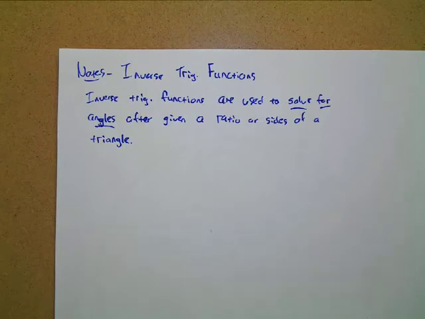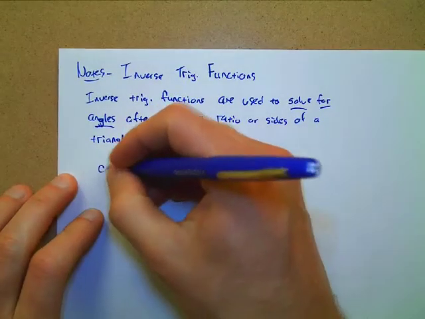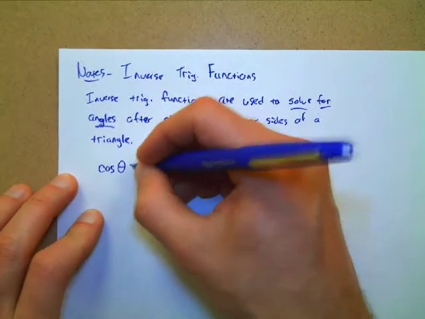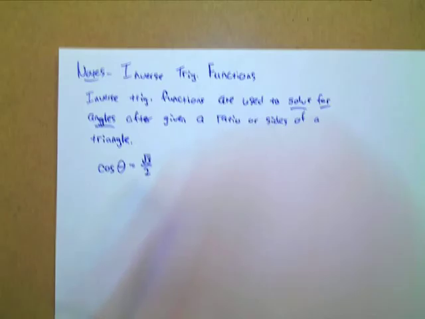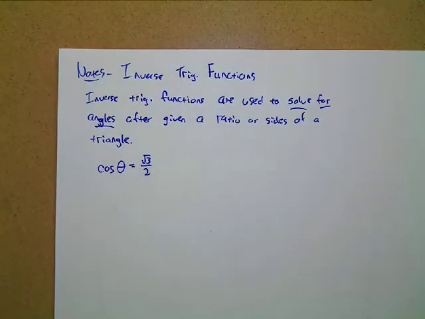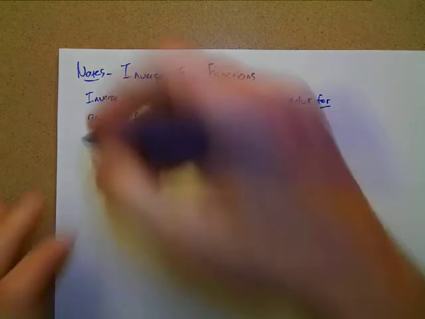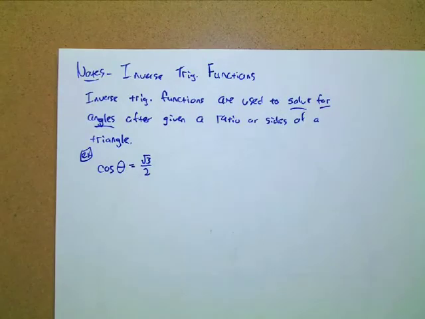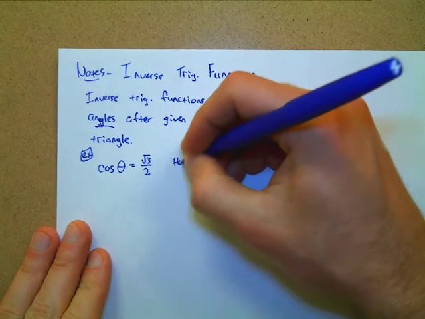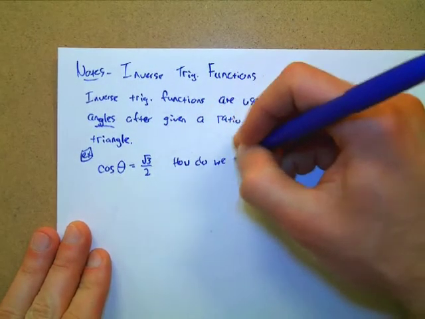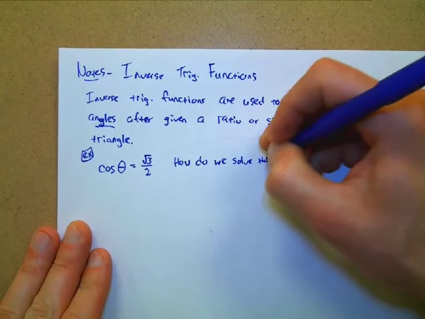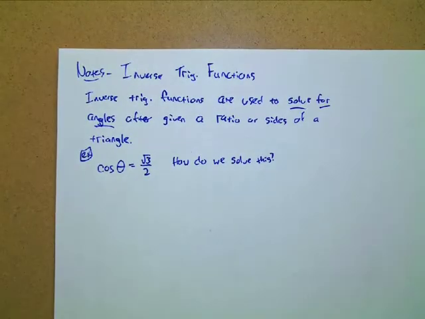For example, let's say we've got something like this. Cosine of theta equals the square root of 3 over 2. How do we solve this? There's actually a couple different ways you can do it. I'm going to show you the non-calculator way first, and then I'll also show you the calculator way too.